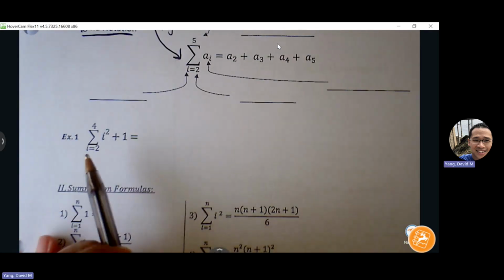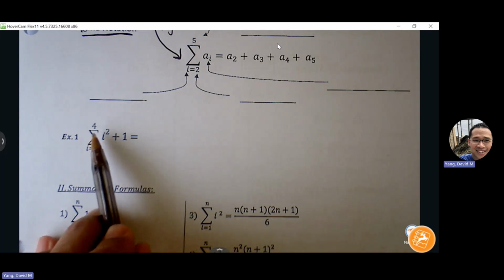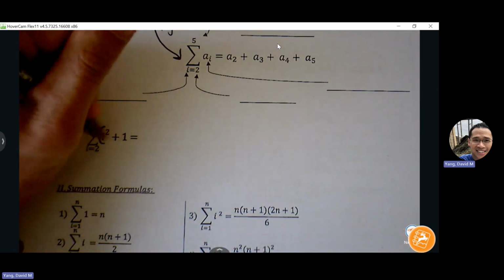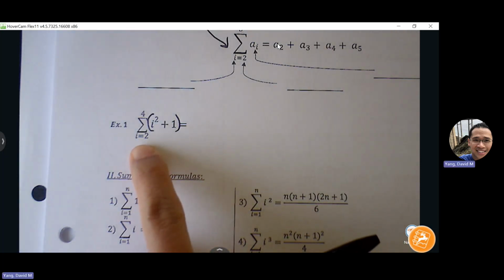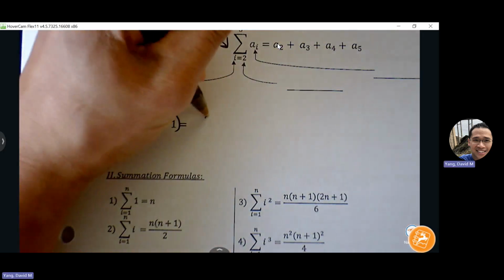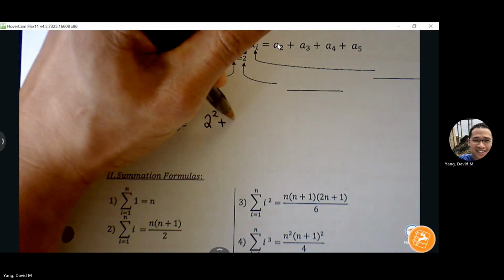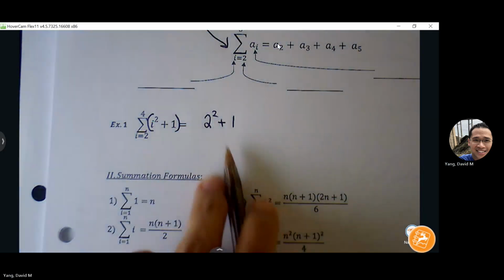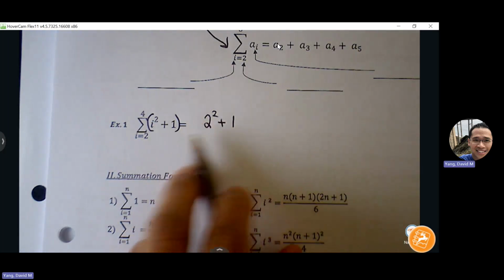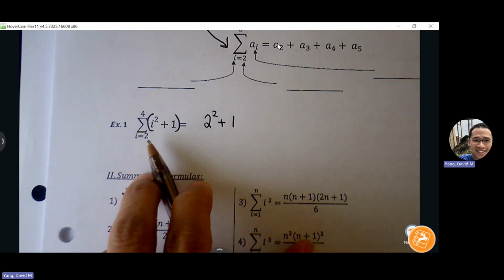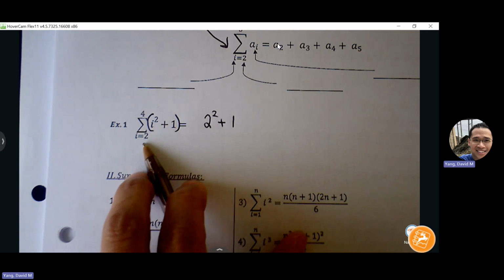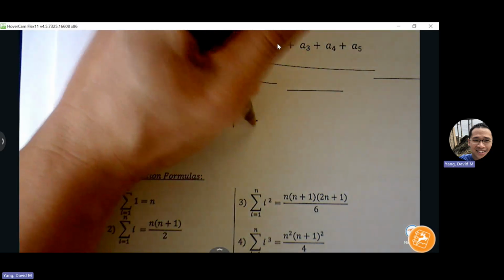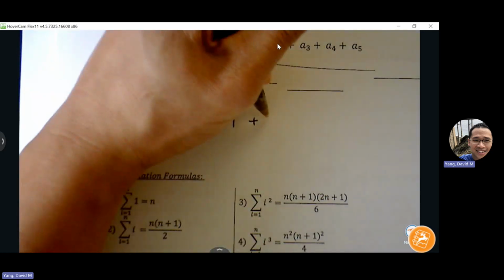So for instance, example 1 here says I equals 2 to 4 of I squared plus 1. I squared plus 1 is my rule of sequence. So what's the first term that I'm going to plug in for I? 2. Yep. So I'm going to plug a 2 in for I. So I get 2 squared plus 1. That's the result from I equals 2. What's the next I value that I want to insert? 3, right? Yep. So I'm always going to move up by 1. So the next is going to be plus 3 plugged into the entire expression.